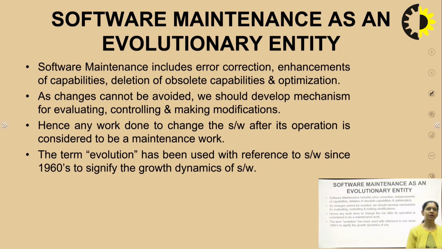As changes cannot be avoided, we should develop a mechanism for evaluating, controlling and making modifications in the software, because with the advent of technology, with the change in technology after a certain period, any work done to change the software after its operation is considered to be maintenance work. The term evolution has been used with reference to software since the 1960s to signify that the software keeps on changing after a certain period of time.